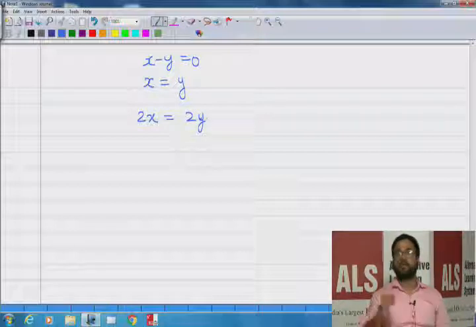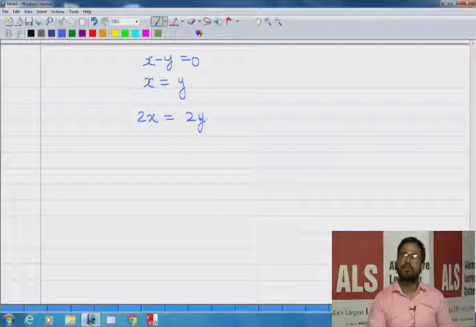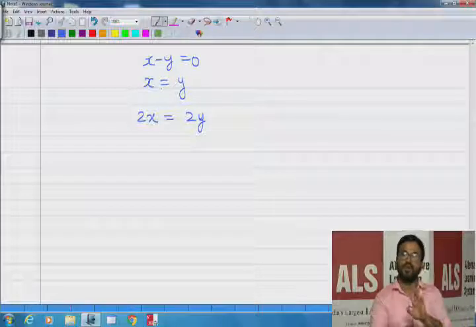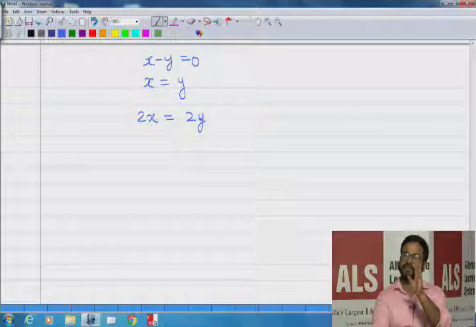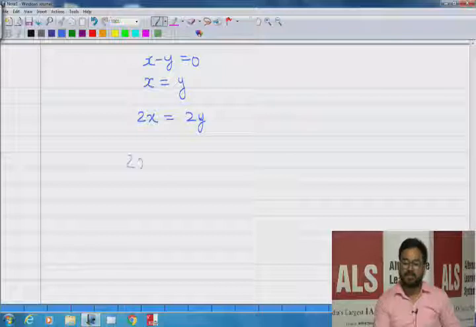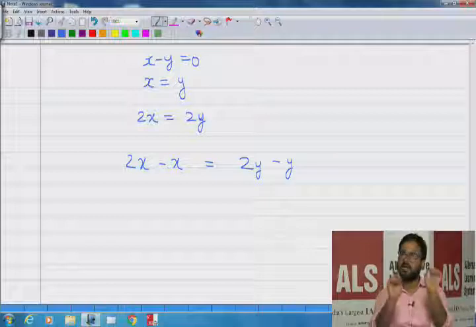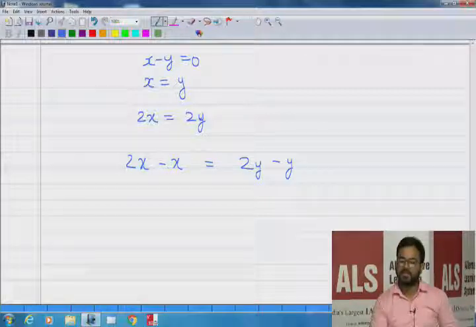Now if equals are subtracted from equals, the remainder is equal. So what I will do, I am subtracting x, since x and y both are equal, so I am subtracting x from the left hand side and y from the right hand side. So it is still going to be equal because x and y both are equal quantities. I am subtracting equal quantities from both the sides.